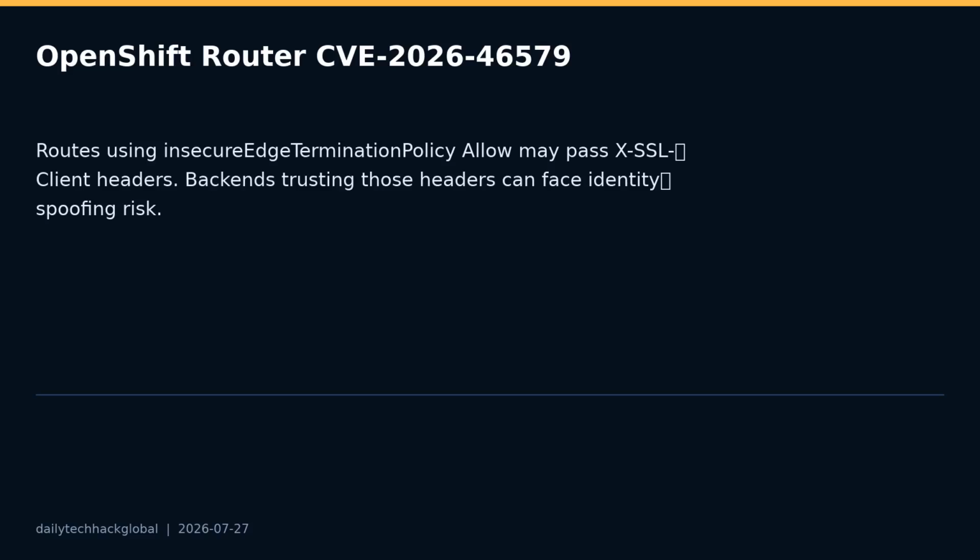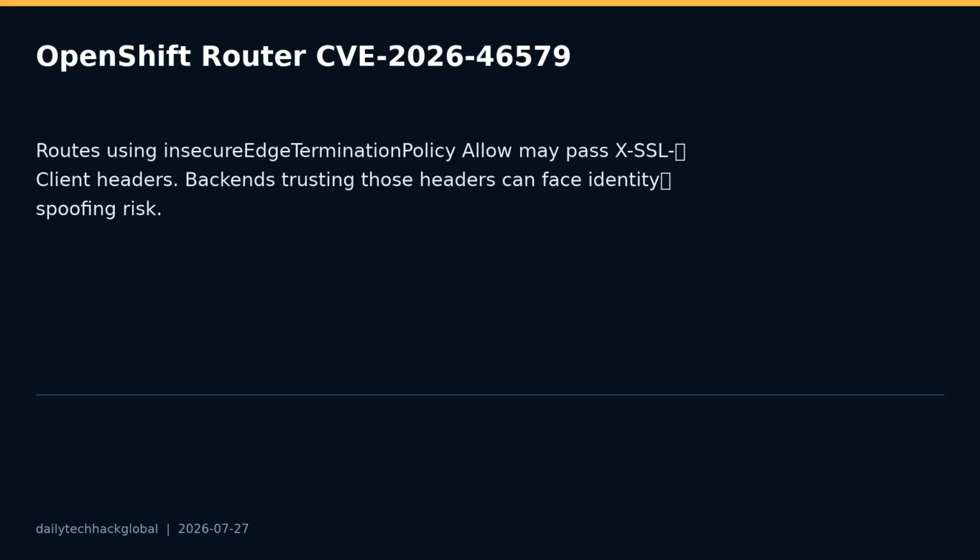This is a classic trust boundary problem. Security information that should be created by a trusted edge can become attacker-controlled input if the edge does not sanitize it. For OpenShift operators, the first action is to identify affected routes and applications that consume XSSL client-style headers.